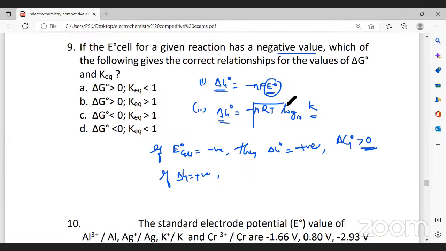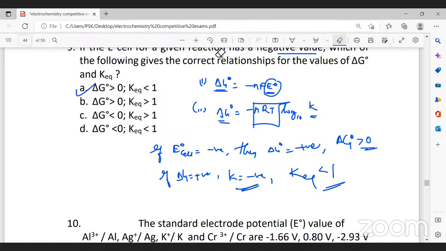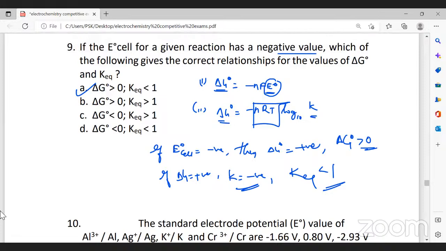this is a negative value. So the equilibrium constant will be what? When the equilibrium constant is negative, it means the equilibrium constant is less than 1. Hence the answer for this question is option A. That is, delta G is greater than 0 and the equilibrium constant is less than 1. Did you follow this?